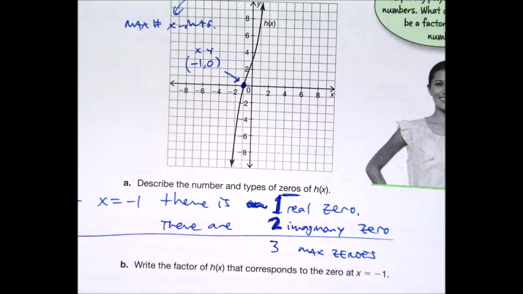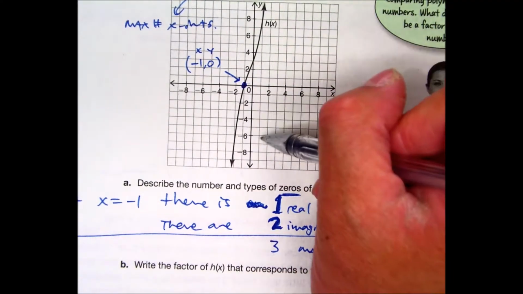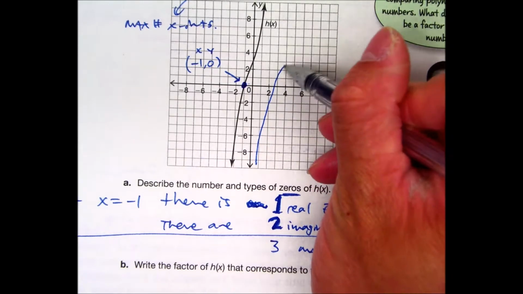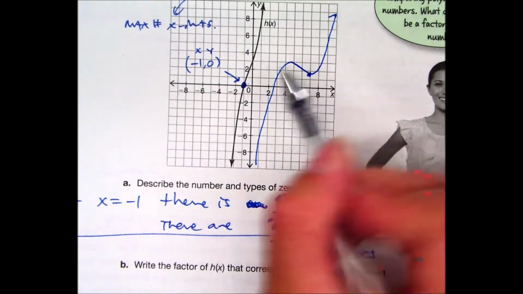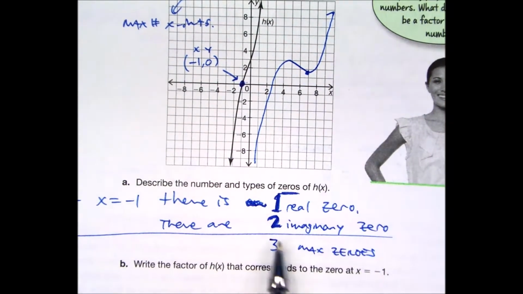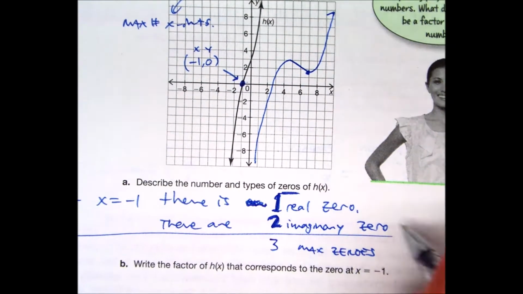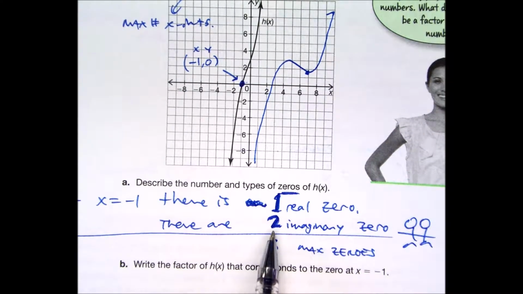What could that look like? Let me exaggerate the graph a little bit. It goes through the x-axis once, and then here's kind of like your kiss, right? It doesn't touch the x-axis. Remember, imaginary and complex come in pairs. Do you guys remember that? So this is always an even number. 0, 2, 4, 6. Okay?